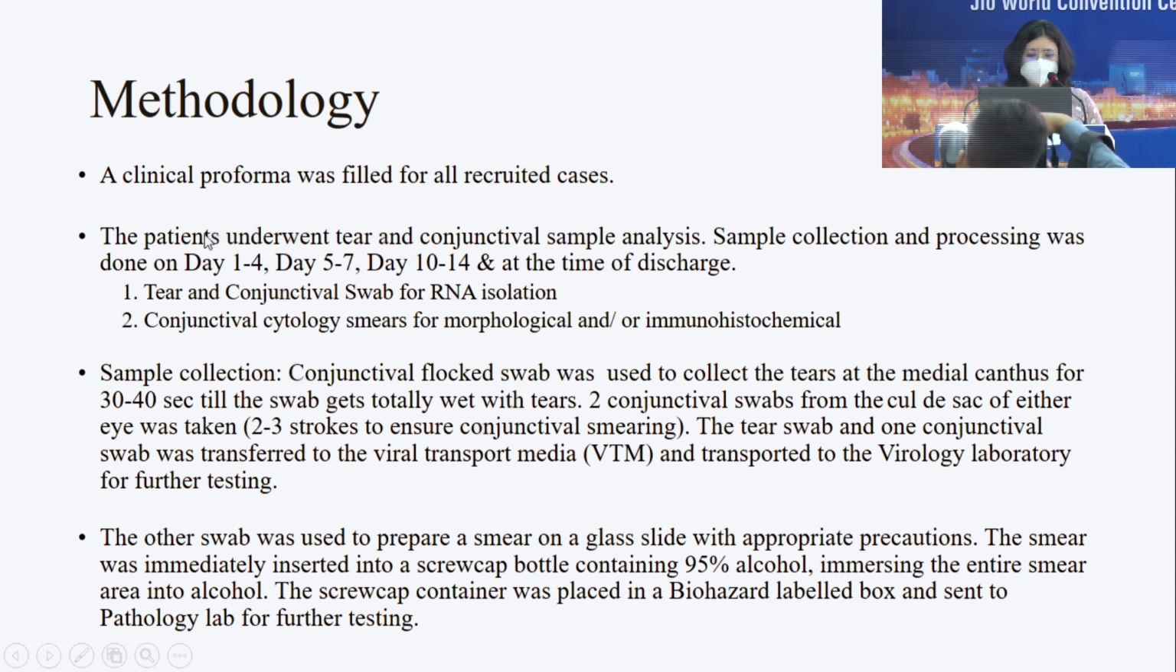The patients underwent tear and conjunctival sample analysis at day 1 to 4. The second sample was taken from day 5 to 7, and the third sample was taken at day 10 to 14 to see any tear and conjunctival swab for RNA isolation, and also to see the conjunctival cytology that we had studied. For conjunctival swabs, we used the conjunctival flock swab rather than the Schirmer's strip, and these swabs are much superior in detection.